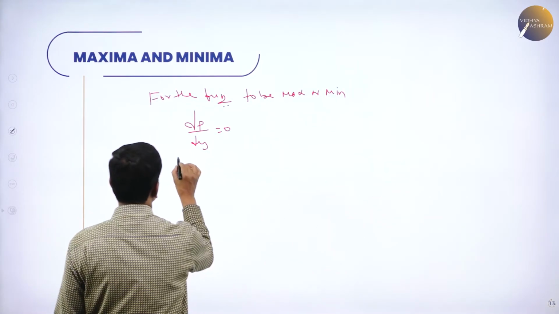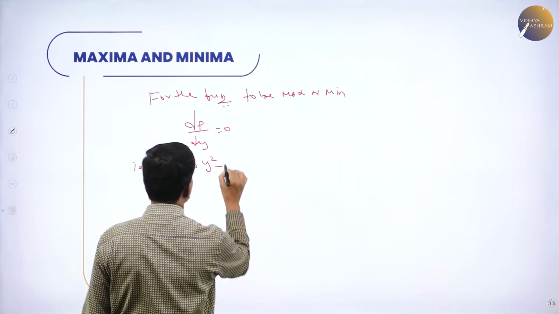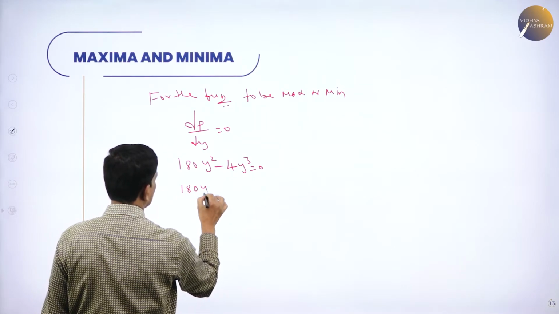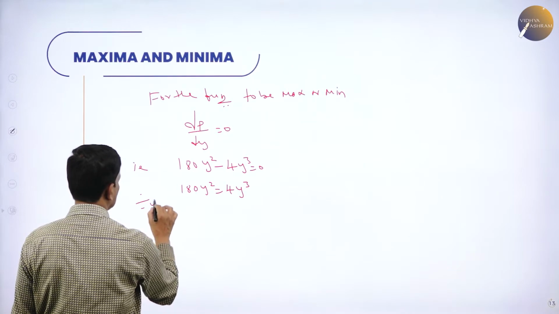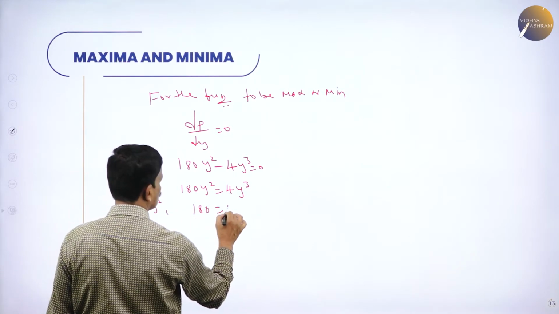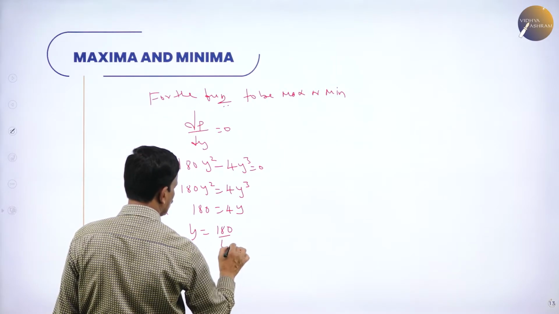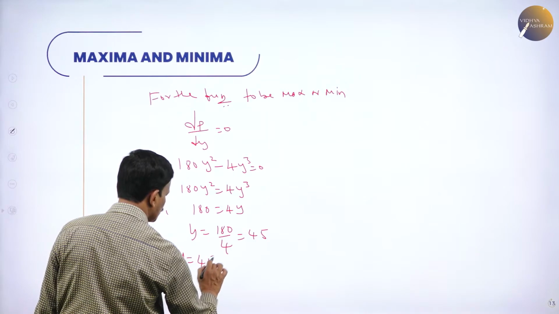180y square minus 4y cube is equal to 0. That is, 180y square is equal to 4y cube. Divide by y square, what will you get? 180 is equal to 4y. So therefore y is equal to 180 by 4, which is 45. So y is equal to 45.